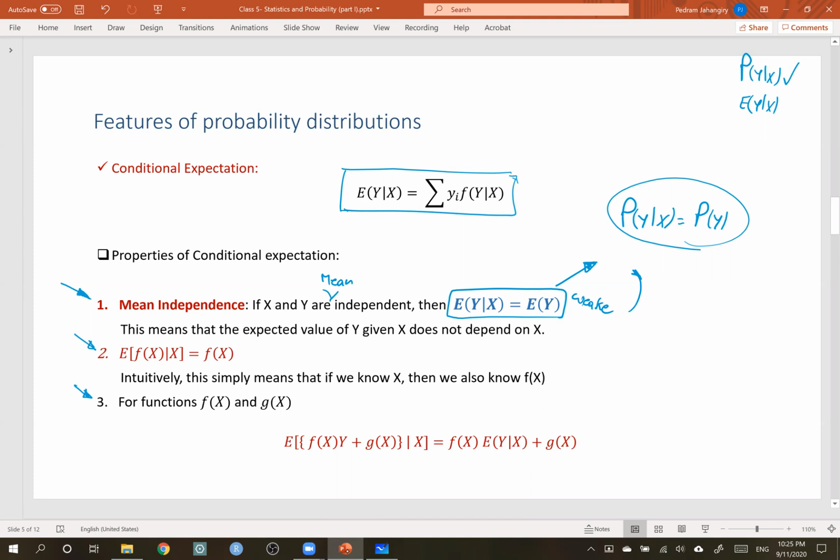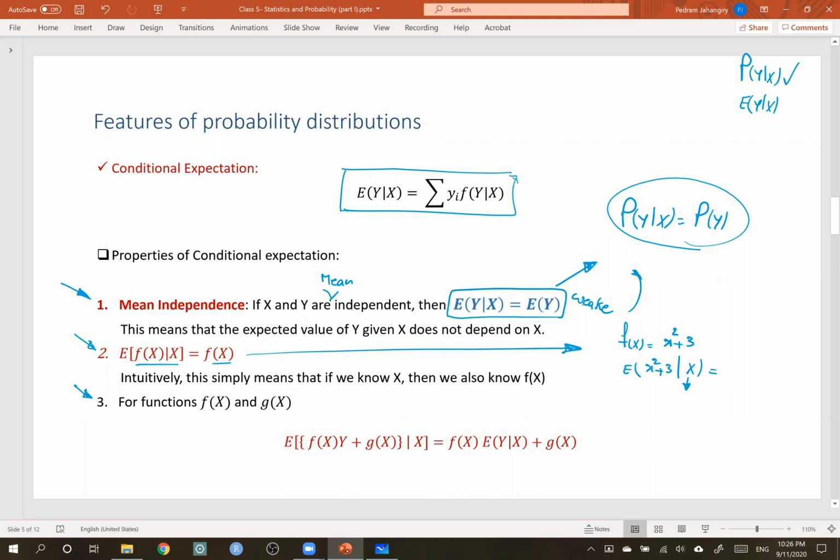Okay. All right. So let me actually quickly go over these 2 properties, and we'll pause this video and make a third one. Okay, so what is the next property? The next property of the conditional expectation is that the expected value of a function of x given x is equal to the function of x. This exact same function of x. This is really, really straightforward. So let me give you an example.